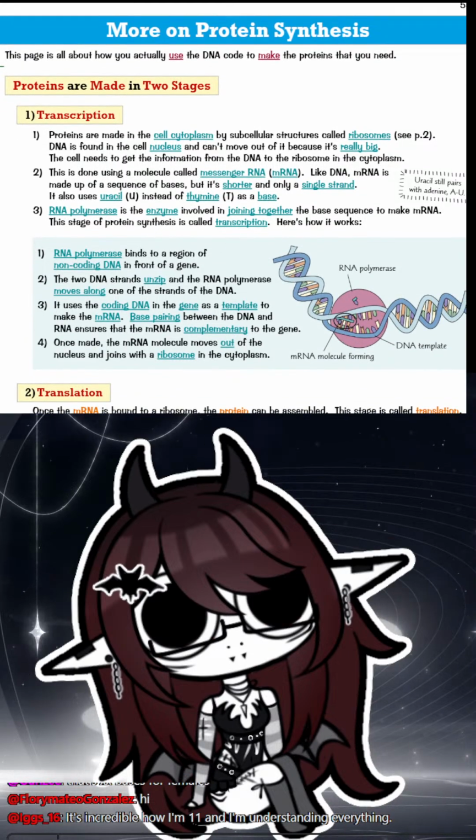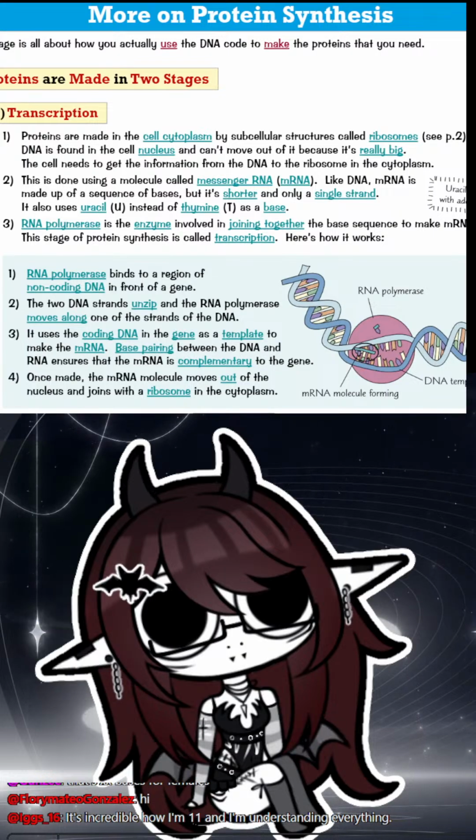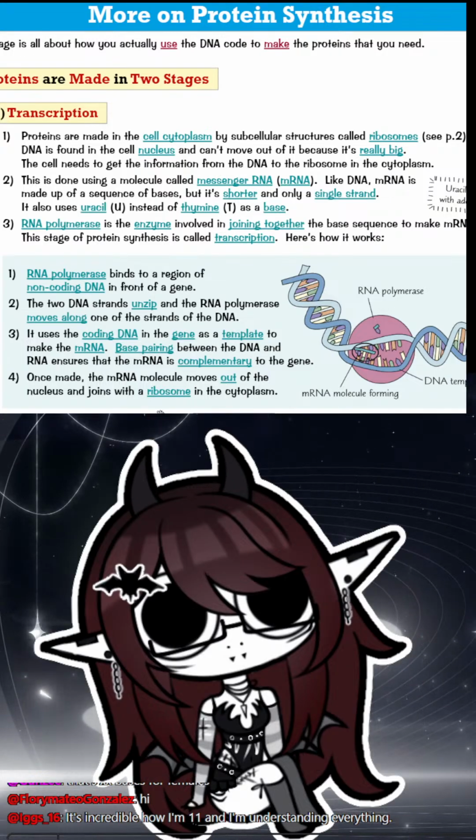More on protein synthesis. So, this is how you actually use the DNA code to make the protein that you need.